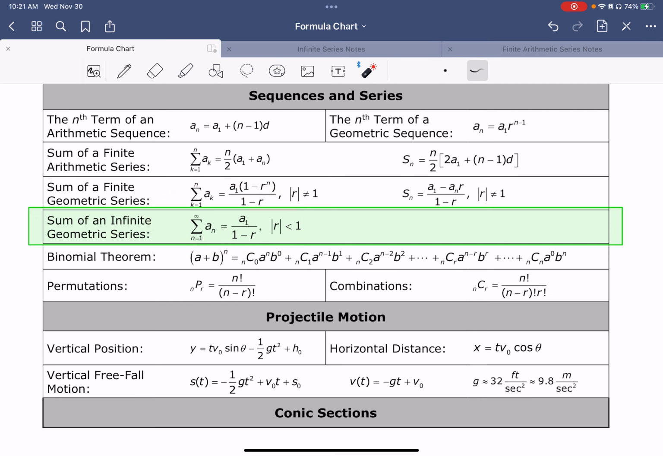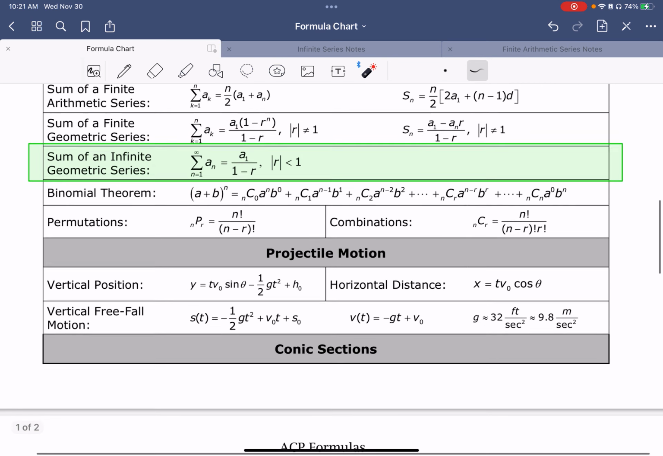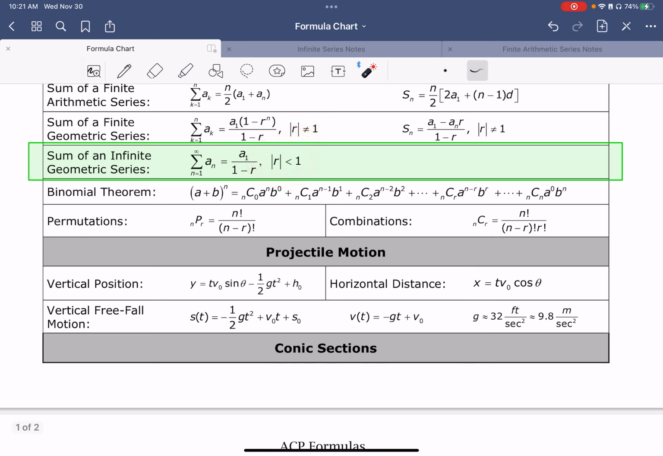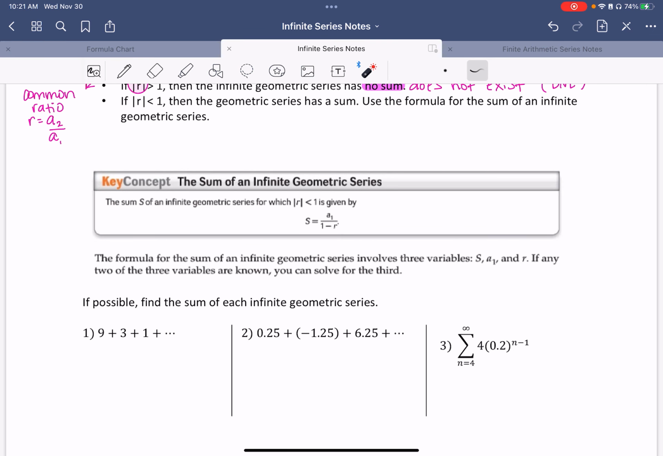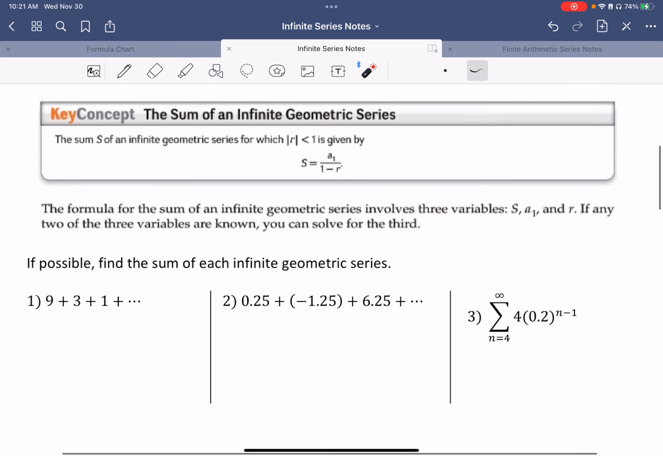So a sub 1 over 1 minus r. And the good thing is they at least kind of give you a hint on your formula chart that you can only use this when the absolute value of r is less than 1. Okay? So the formula for the sum of an infinite geometric series involves 3 variables, S, a sub 1, and r. If you know any 2 variables, you can always solve for the third one.